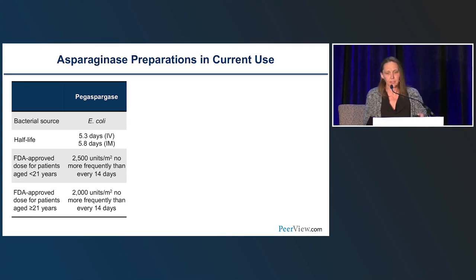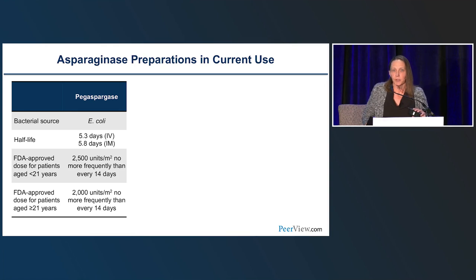You can see some of the relevant information about it. It's long-lasting because of the pegylation. By IV administration, it has a half-life of about 5 days, and by IM administration as well. Our FDA-approved dose right now is 2,500 international units per meter squared, no more often than every 14 days for our younger patients, with a lower dose for our older patients, given the increased risk of toxicities, which we'll talk about momentarily.